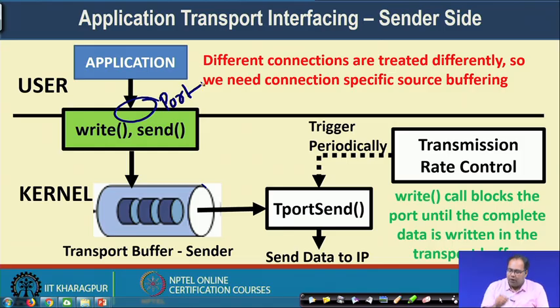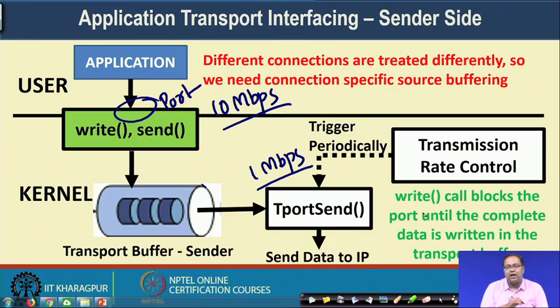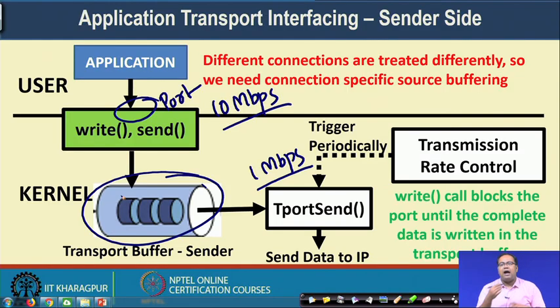It may happen that sometimes your transmission rate control is sending data at a rate of 1 Mbps, and the application is generating data at a rate of 10 Mbps, as in the example I gave earlier. So the application is sending data at a much higher rate than the transmission rate control is sending to the lower layer of the protocol stack. After some time, obviously, this buffer has a finite space, so the buffer will get filled up. Once the buffer is filled up, the transport layer blocks the application from writing any more data in that buffer, to avoid buffer overflow in the transport layer buffer.